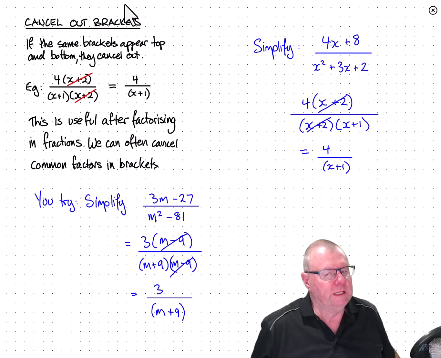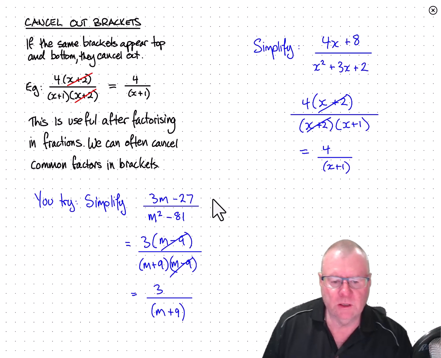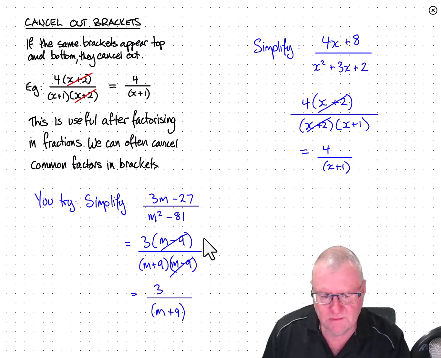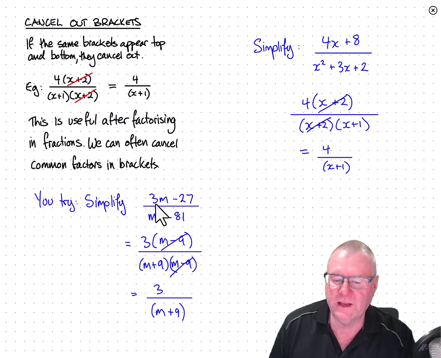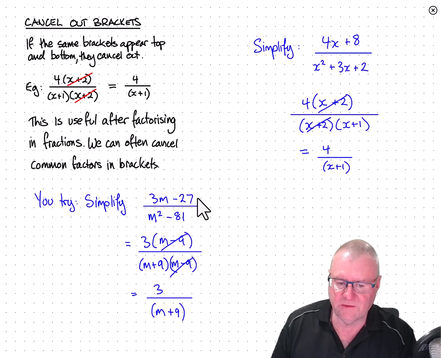Alright, let's do it. I'm looking at the top. There's nothing I can cancel out yet. But if I pull a common factor out of the top, I can see 3 is a common factor because it fits into 3 and it fits into 27. So I pull that at the front. 3 times m gives me my 3m. 3 times negative 9 gets me my negative 27. So 3 outside of m minus 9 is the factorized version of this.